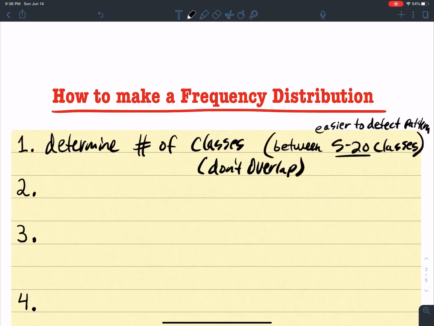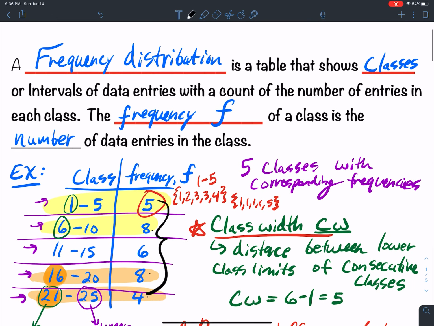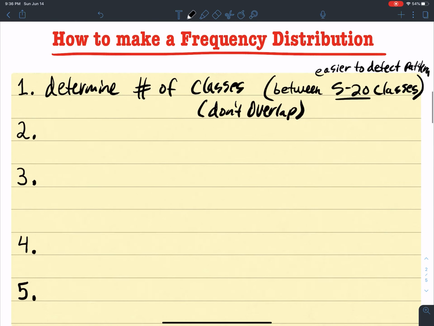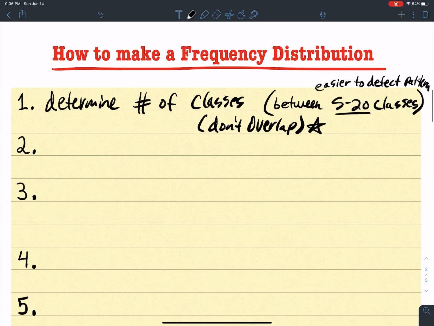We can't be in one class and another class at the same time. So if you have the data point 7, the data point 7 is only in this second class. It can't be in 1 through 5. It can't be in 11 through 15. You notice we go from 10 to 11, 15 to 16, 20 to 21. We never overlap our classes, okay? So very key right there. You don't overlap your classes.